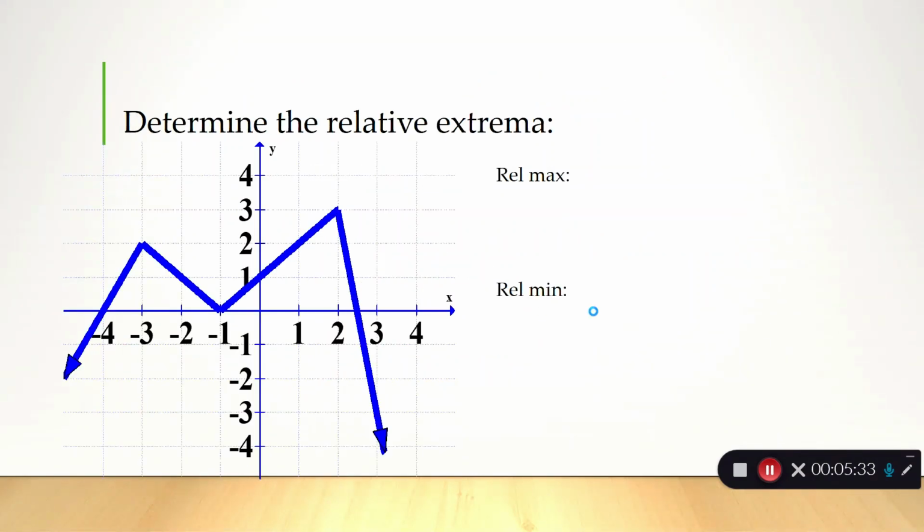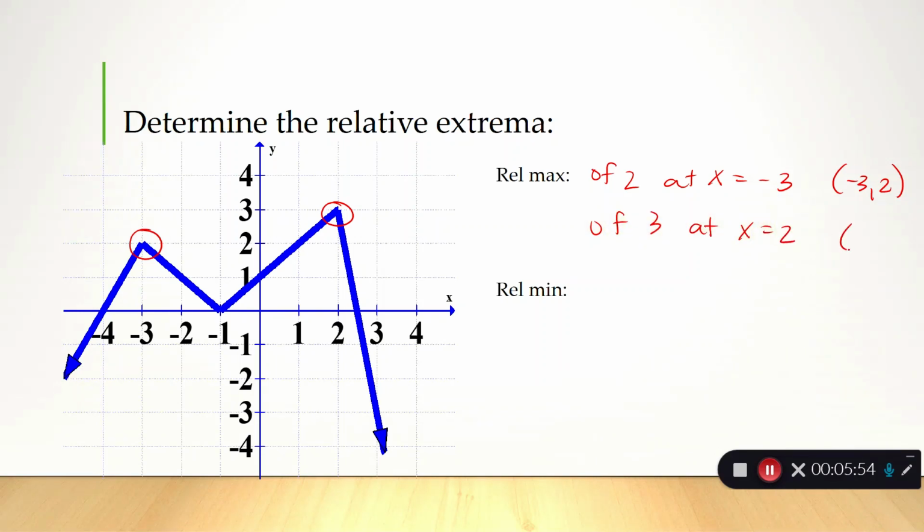Let's do some examples. So determine the relative extrema. Okay, I have a relative maximum here and here. You can either give me the coordinate point, or you can say I have a relative maximum of 2 at x equals -3. And you can say I have a relative maximum of 3 at x equals 2.